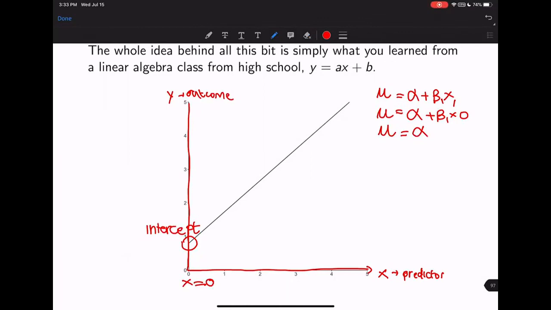But this is not enough. Another thing we need to know is how steep the line should be, right? We want to know how steep this one should be. This steep, or this steep, or maybe there's 0 steepness, right? This is what we want to find out. This is the second thing. And this second thing is called a slope.